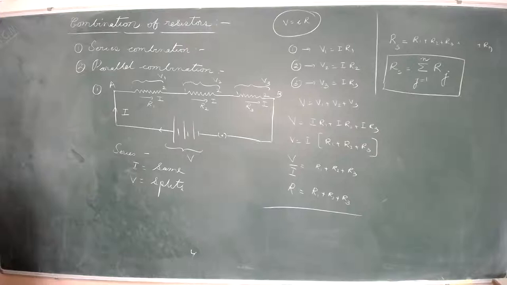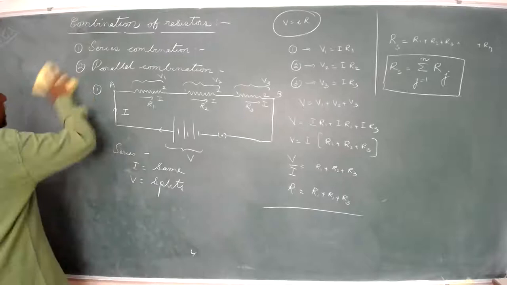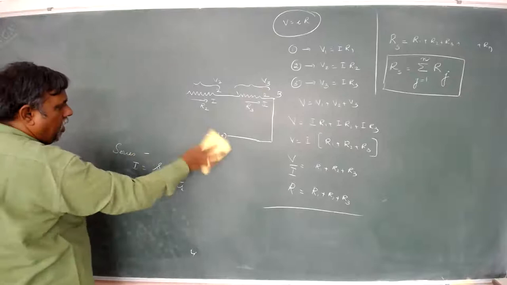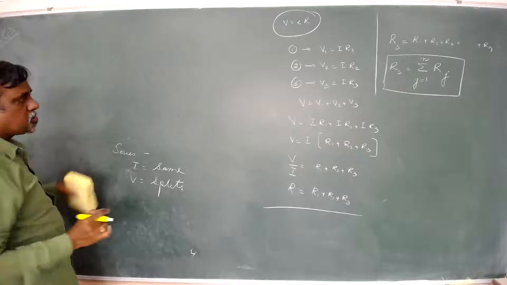Okay, right, now parallel combination. In the parallel combination, what kind of connection would you like to have? In parallel combination, we need to identify all the first terminals and all the second terminals. All the first terminals are to be connected to a particular point and all the second terminals are to be connected to the next point. Those two points are to be connected. The type of connection is known as a parallel connection.